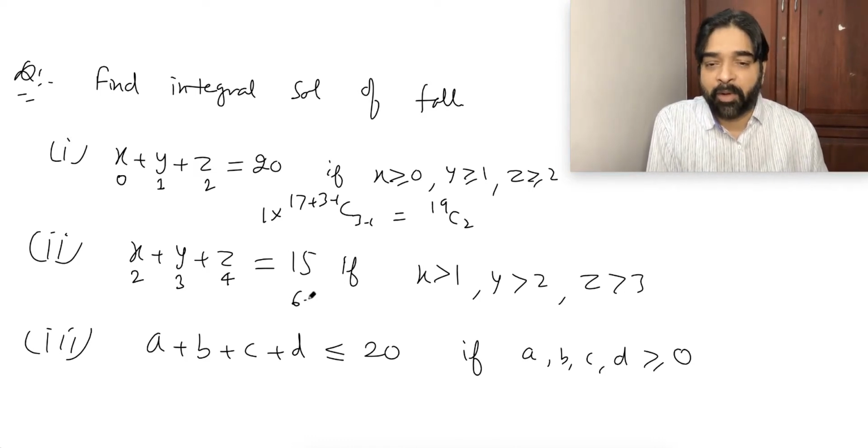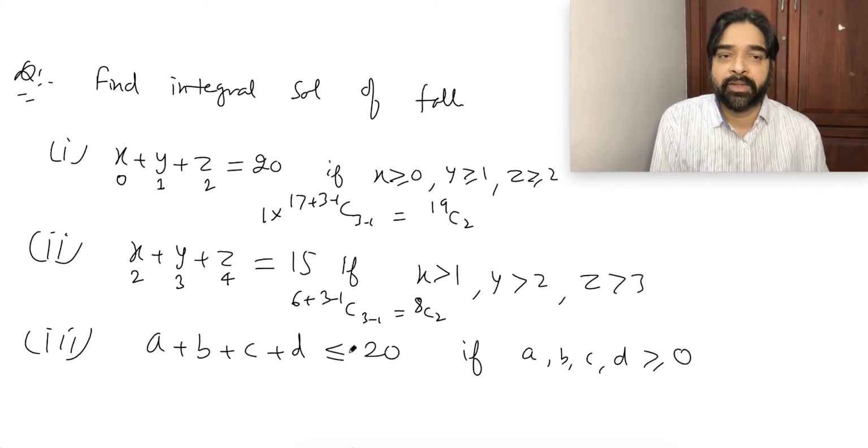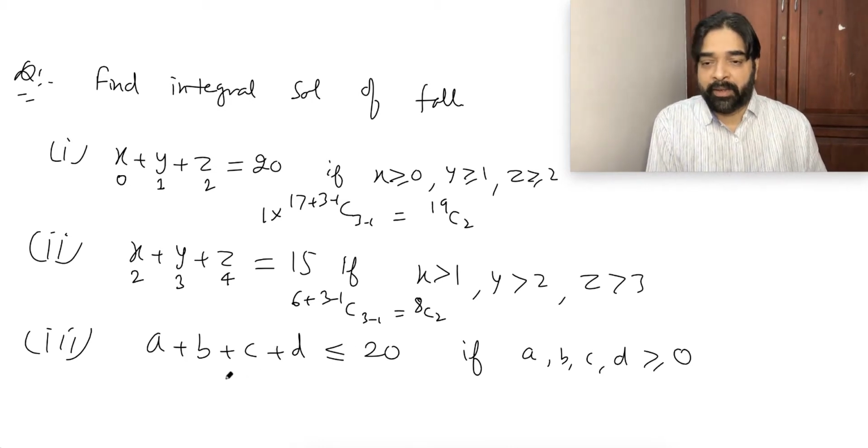So empty group allowed. 6 plus 3 minus 1 C 3 minus 1, or you can say 8 C2 will be the answer. Correct? Okay. Third one, have you got it?